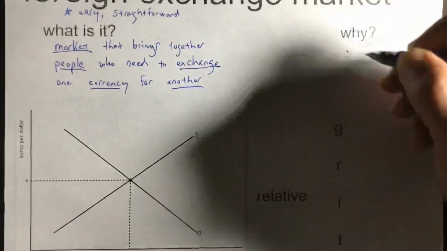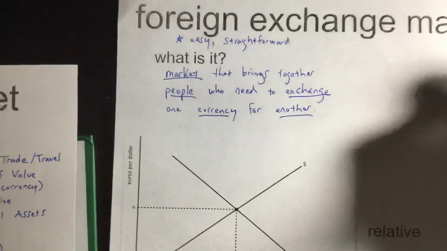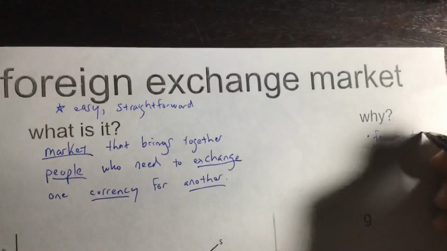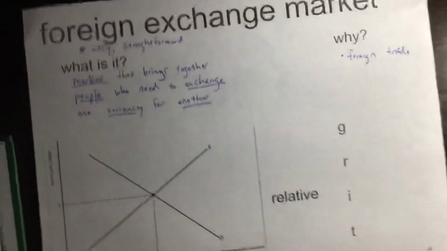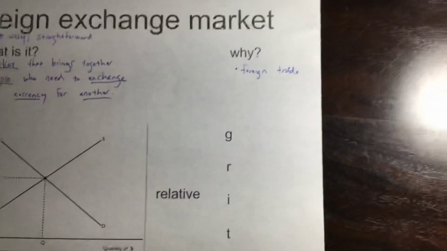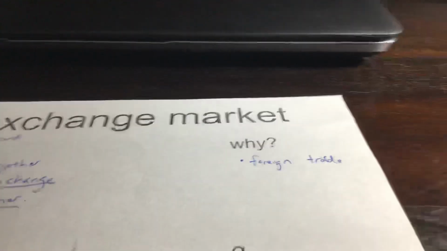The why is, well, foreign trade. You want to buy some avocados from Mexico, then that's going to be foreign trade. Foreign travel.